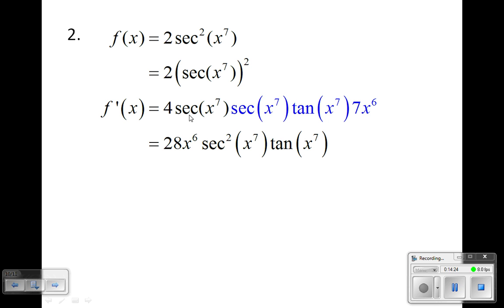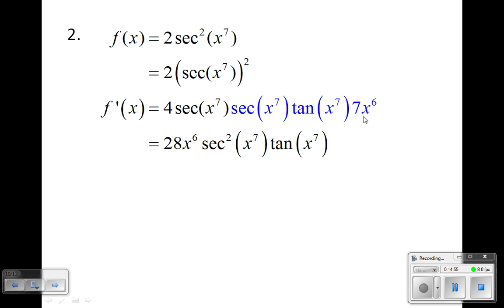So the chain rule part, the derivative of secant x to the 7th, that in itself is like a whole problem, because the derivative of secant is secant tangent, but then times the derivative of the angle, which is 7x to the 6th. Okay, and then from here I just kind of cleaned it up to this bottom line here. That's a little bit tricky, just remembering that you have to take the derivative of secant x to the 7th, and that is secant of your angle, tangent of your angle, times the derivative of the angle.